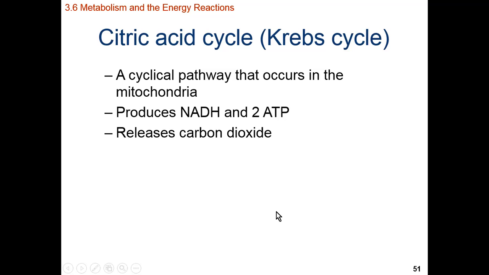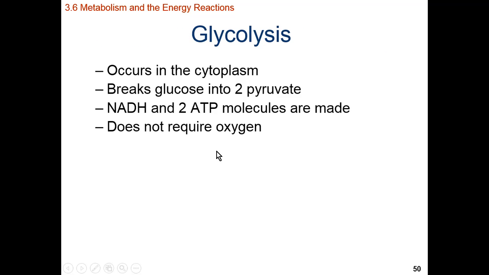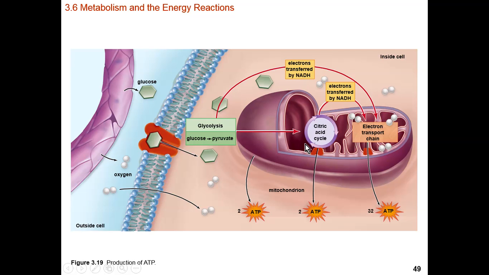Something that is also notable about the citric acid cycle is this is where the carbon dioxide that we exhale is produced. So when you're working really hard and you're breathing really hard and making lots of carbon dioxide, that carbon dioxide is made in this chemical pathway, the citric acid cycle, inside of the mitochondria of our cells.